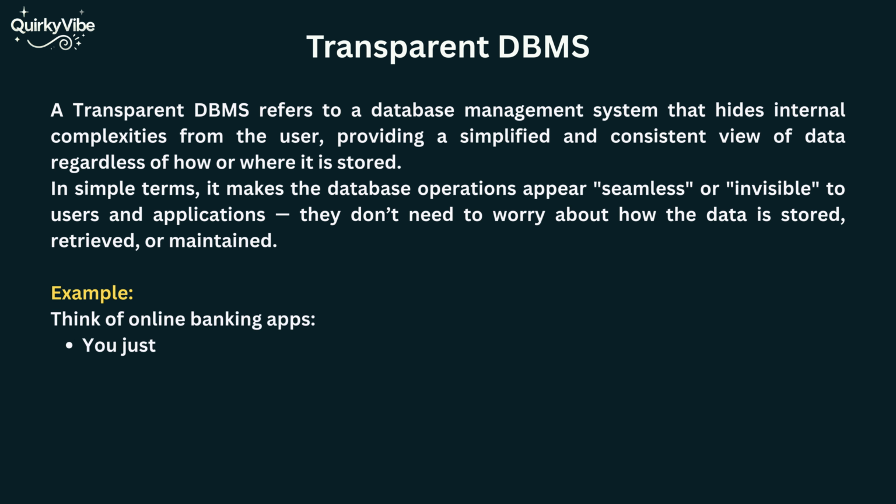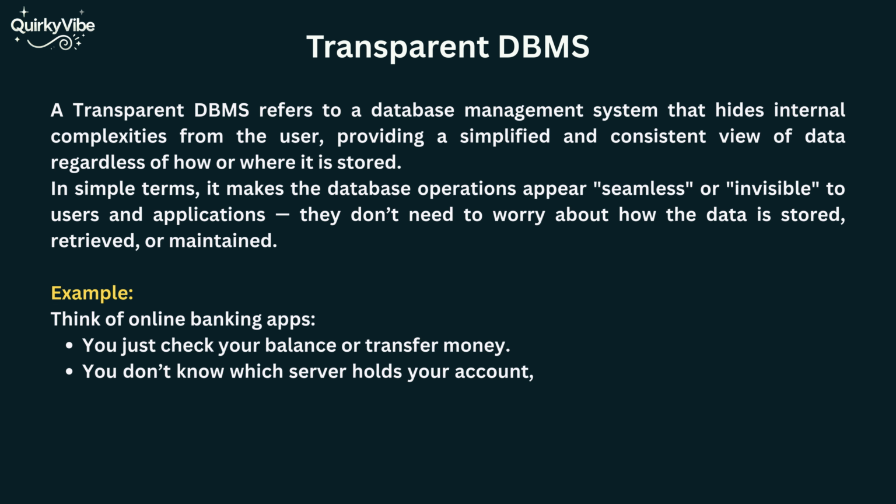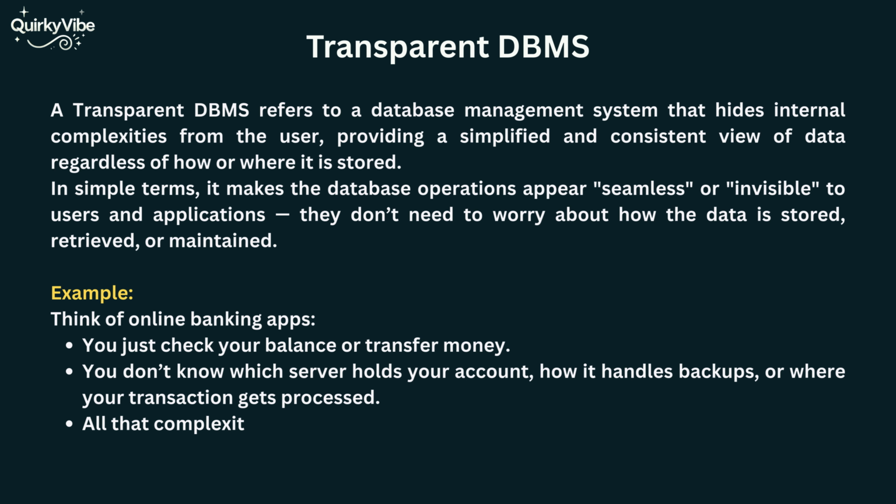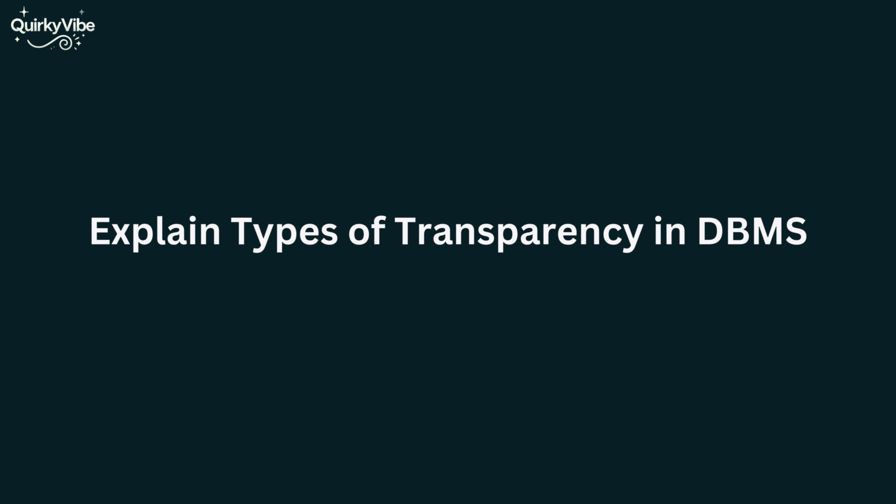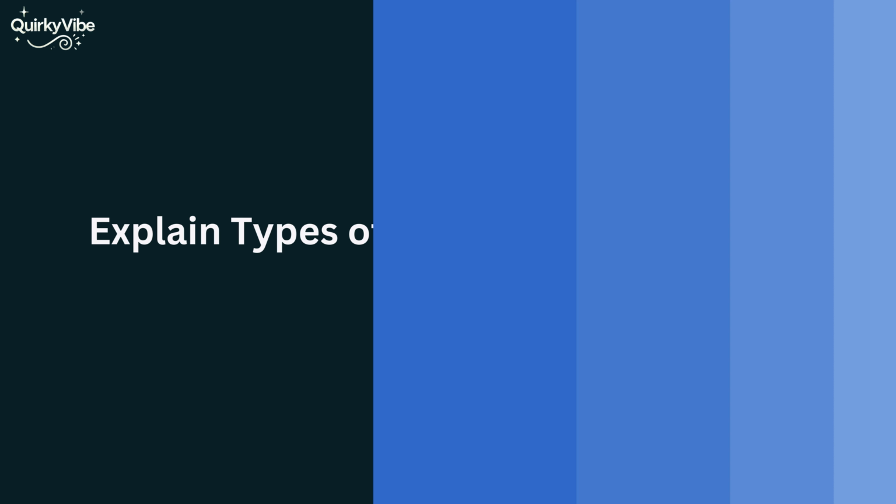Example, think of online banking apps. You just check your balance or transfer money. You don't know which server holds your account, how it handles backups, or where your transaction gets processed. All that complexity is hidden. That's transparency in action.